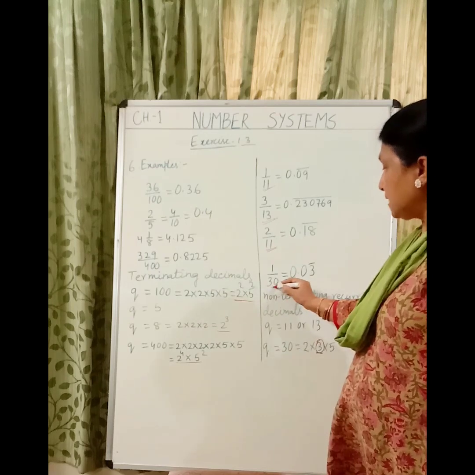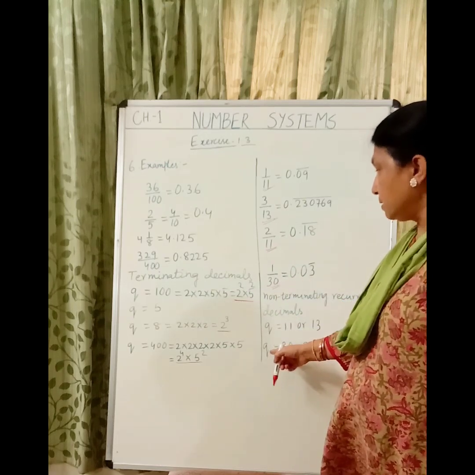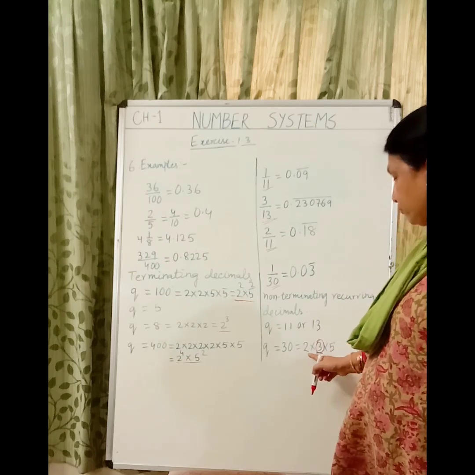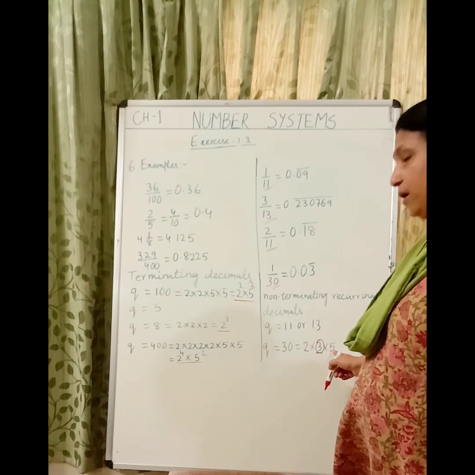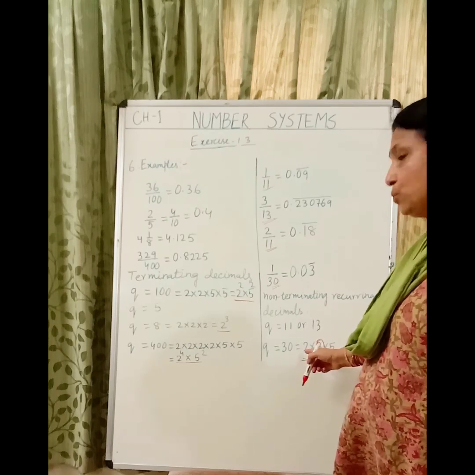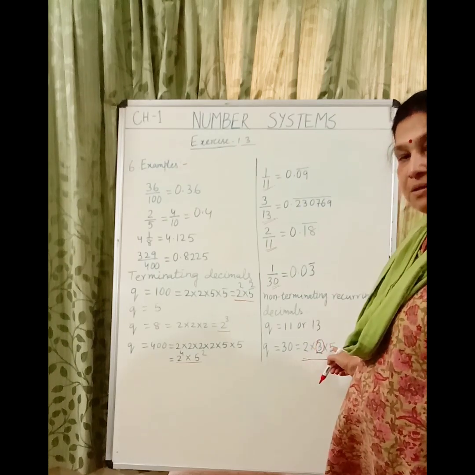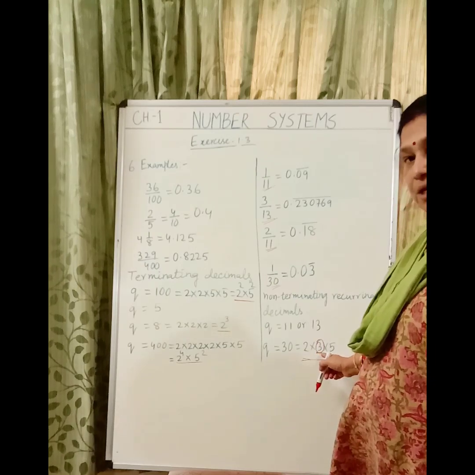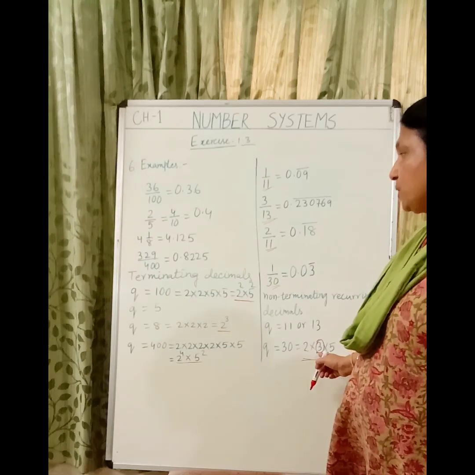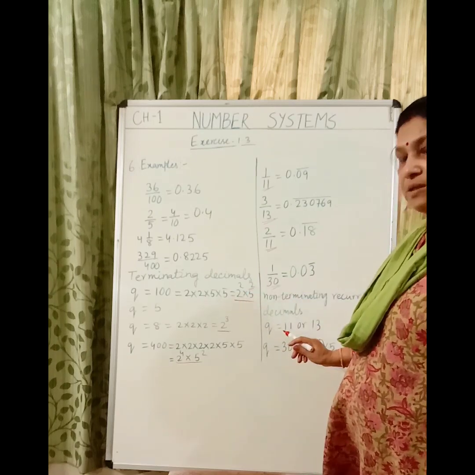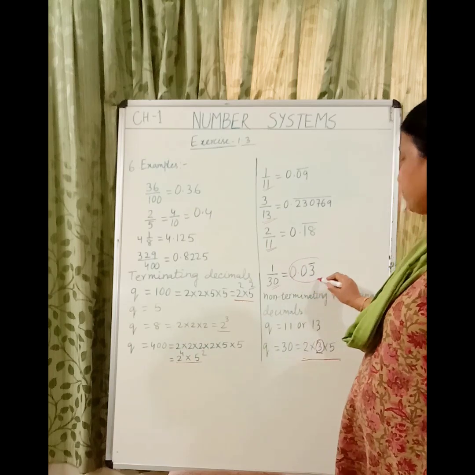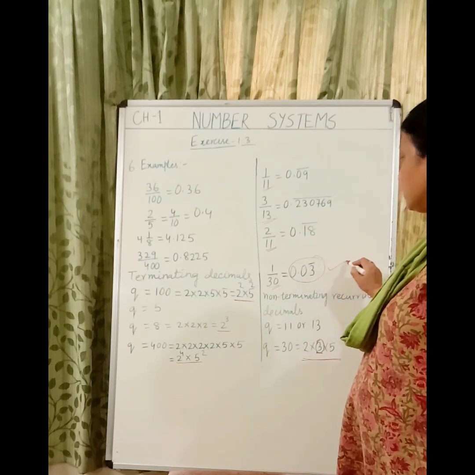And the last one, we have 30. So 30 can be written as the product of 2 into 3 into 5. You can see here, though we have 2 and 5 as the factors, but 3 is also there. So this also cannot be expressed as the terminating decimals. So we are getting the non-terminating repeating decimal expansion.